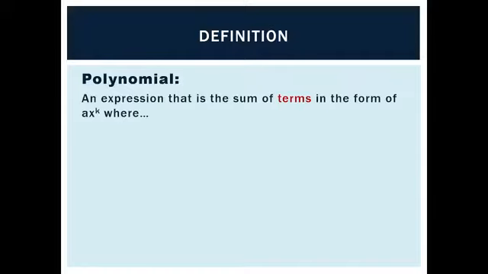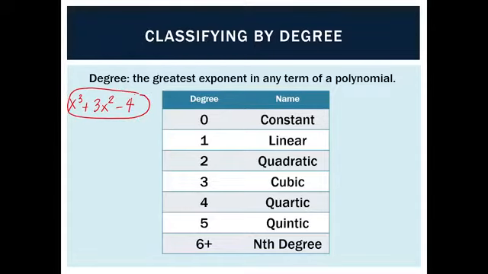Polynomials can be classified two different ways, either by degree or by terms. Now, let's begin first with classifying polynomials according to its degree. This is how you classify a polynomial. The degree is simply the greatest exponent in any term of a polynomial. For example, we have x cubed plus 3x squared minus 4. What is the greatest exponent in your polynomial? This is an example of a polynomial, by the way. And what is the greatest exponent there?